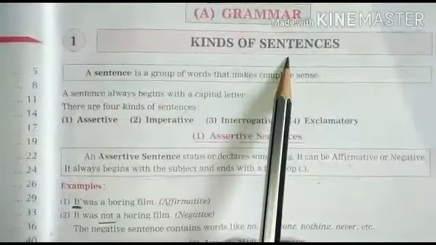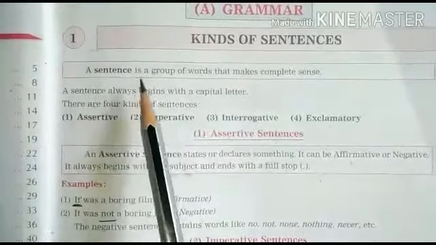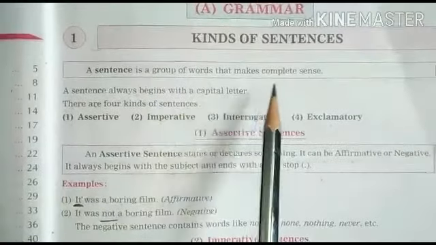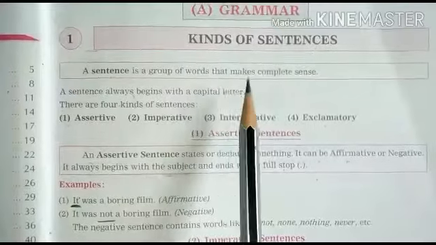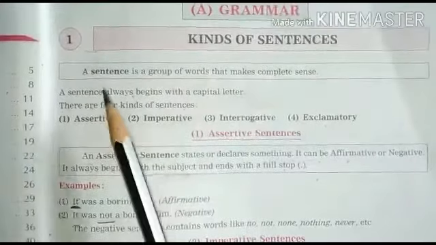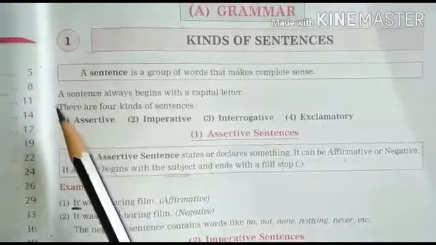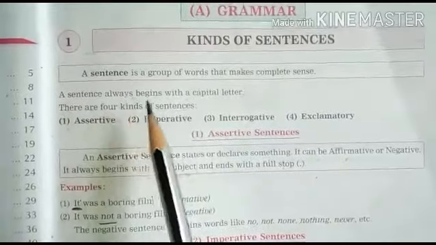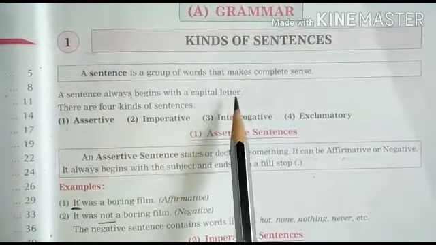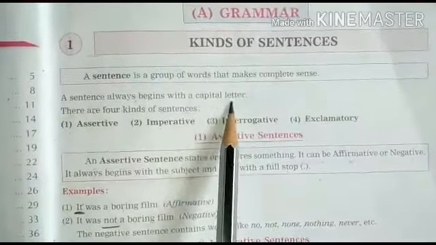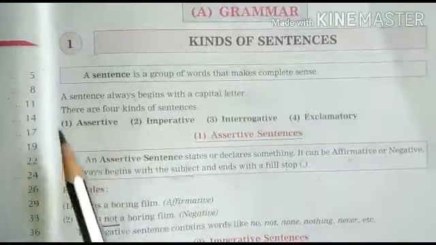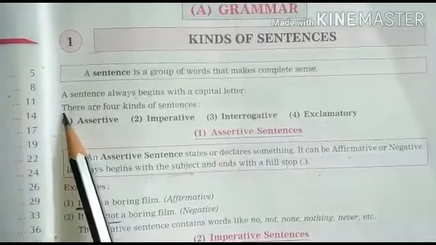So students, let's see lesson number 1, kinds of sentences. A sentence is a group of words that makes complete sense. So students, a group of words which makes complete sense is known as a sentence. Now, a sentence always begins with a capital letter. You can see this sentence is also beginning with a capital letter.